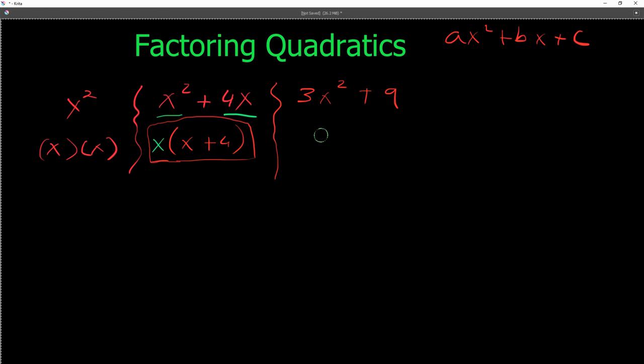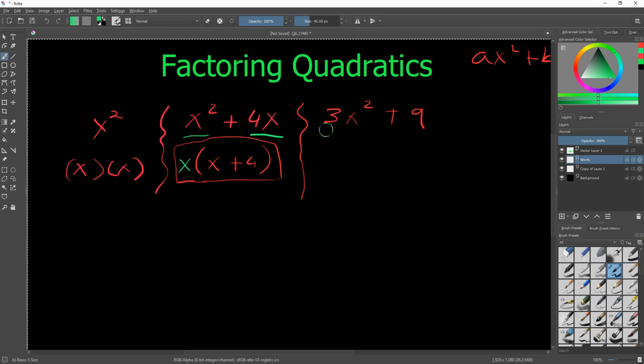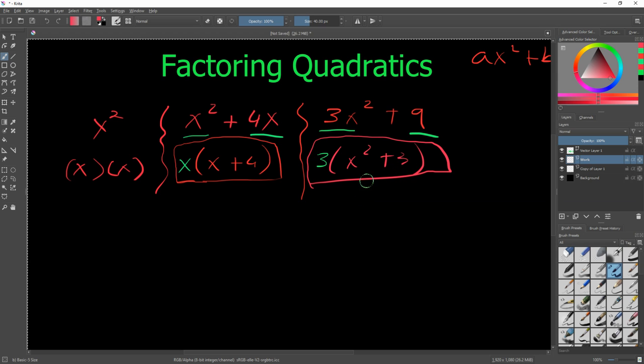Again, you want to see what they have in common. This is 3x squared, which is 3 times x times x. This is 3 times 3. What do they have in common? A 3. So I take out a 3. And what's left? I have x squared plus 3 left. So that is my factored form of that quadratic. There's nothing else I can do. I can look at this and see, can I factor this? No, that's it. So that's factoring. Again, the first step is always to find the greatest common factor.